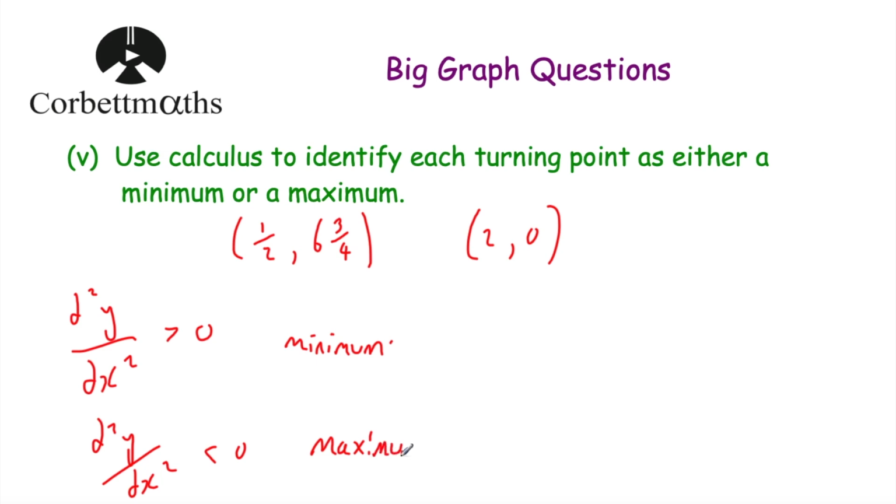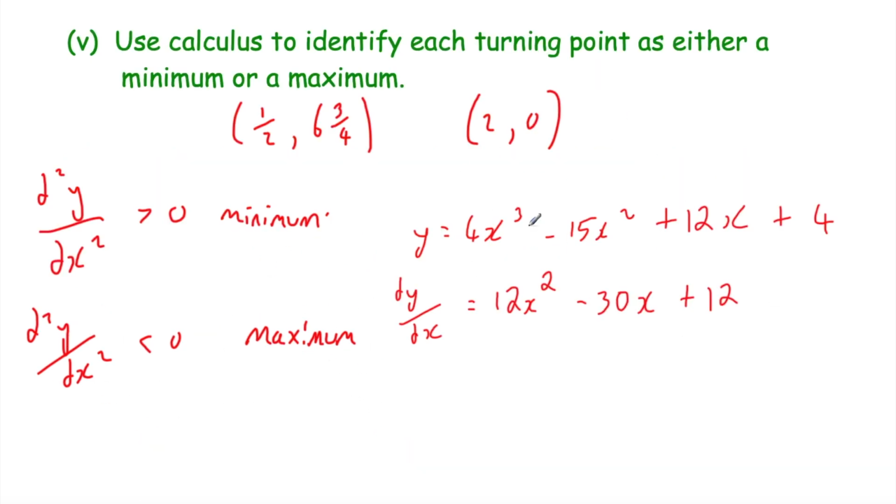Turning point. And I sometimes like to think of it being counterintuitive. The one that's positive is a minimum and the one that's negative is a maximum. It's kind of counterintuitive. Okay, so I've just copied these out from the previous part. I probably didn't need the y part, but I've just written down the y, the equation of the curve. We've got the dy by dx, what we got when we differentiated once.